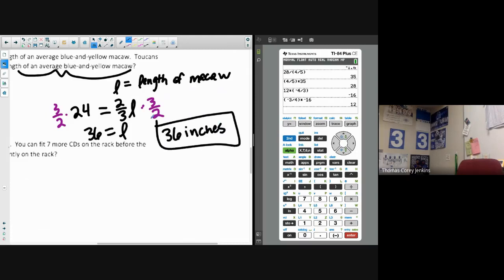Always good to say, does my answer make sense, right? So if the length of a toucan is 2/3 the length of a macaw, it would make sense that the macaw would have a bigger number than 24, so 36 kind of makes sense that way.